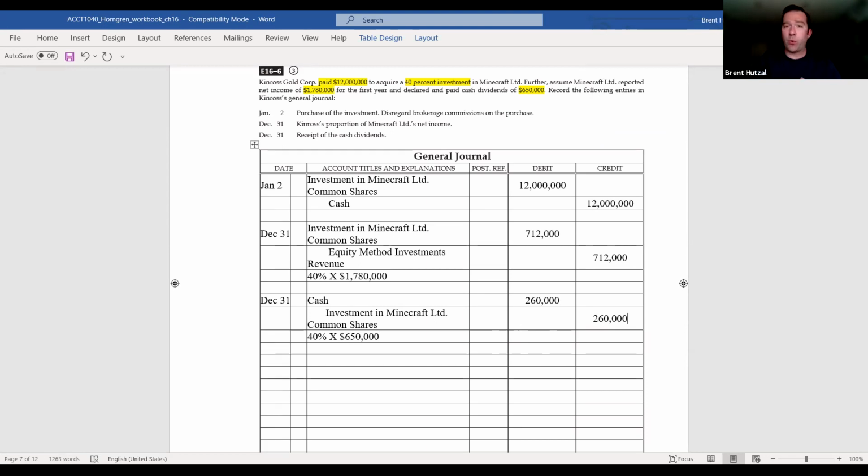So the takeaway from this question is that this account will be used quite often. Okay, you can see in each of these journal entries, we use that account, investment in Minecraft Limited common shares. We debit that on the purchase. We debit that when we record the net income because it's increasing that total, and we credit that account on the record of our dividends because it's decreasing that account.